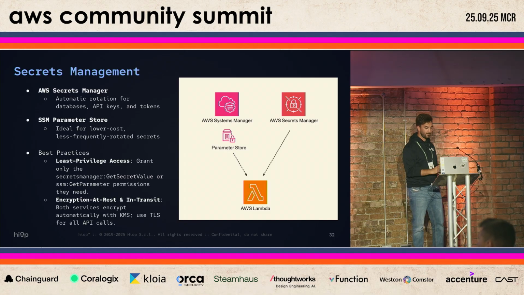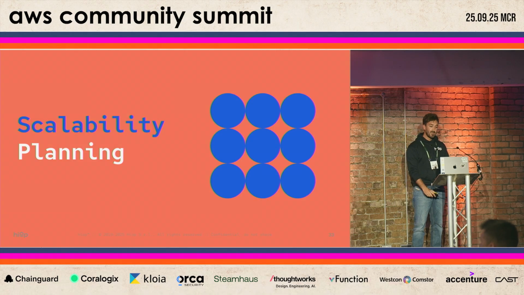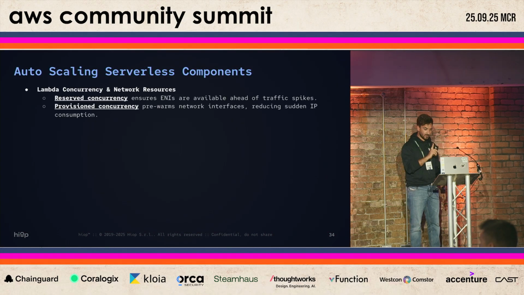So the best practice is to always provide the least privilege access in the IAM role, in this case the one attached to the Lambda, and always try to encrypt the information, also if it's encrypted automatically in both services. Regarding the scalability, Lambda concurrency and network resources.